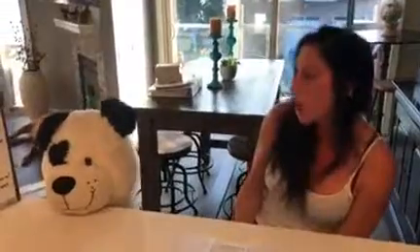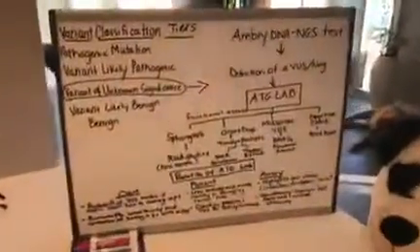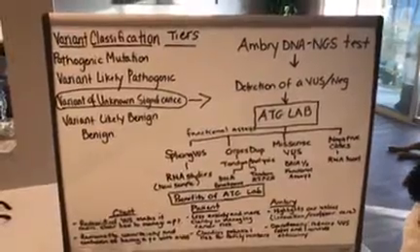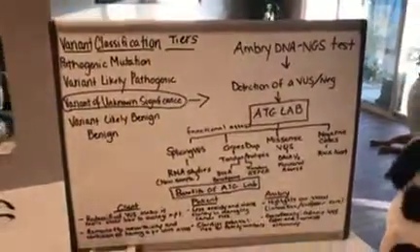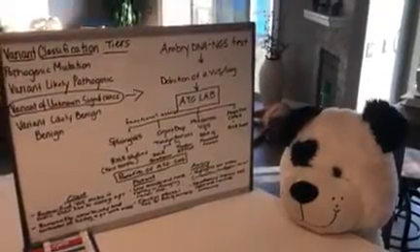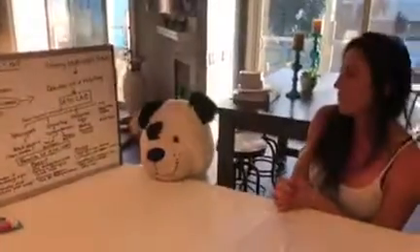So I'm going to make this super simple for you, and hopefully this will help you out in the field. Let's take a look here at the process at Ambry. At first we run the Ambry DNA NGS test. A few times we get a positive, a lot of times we get a negative, but many times we actually detect a VUS.